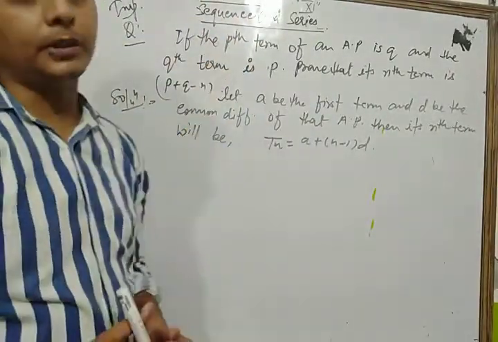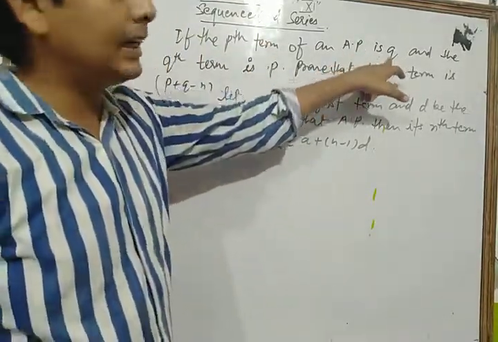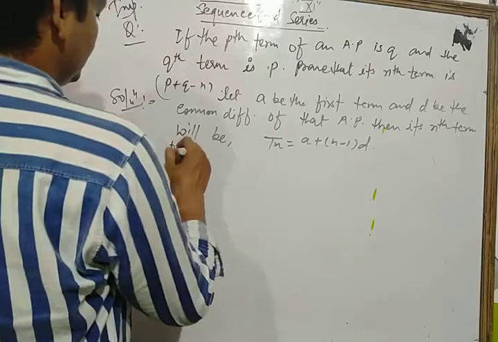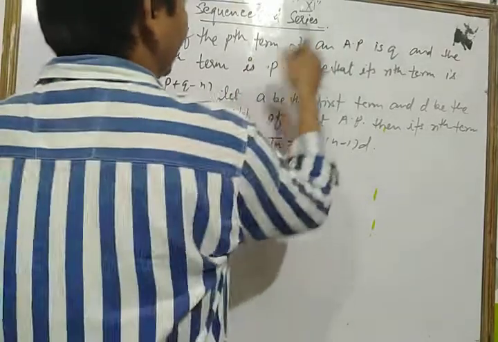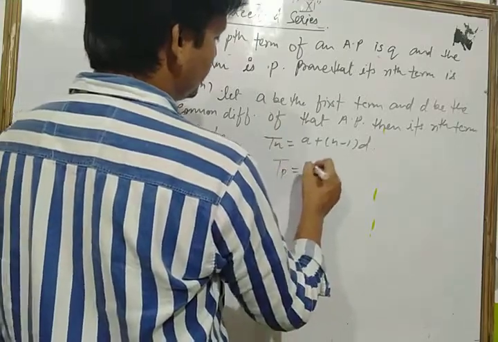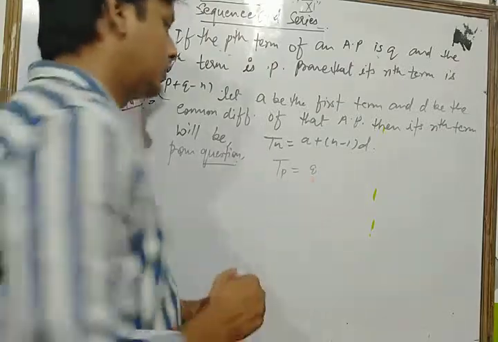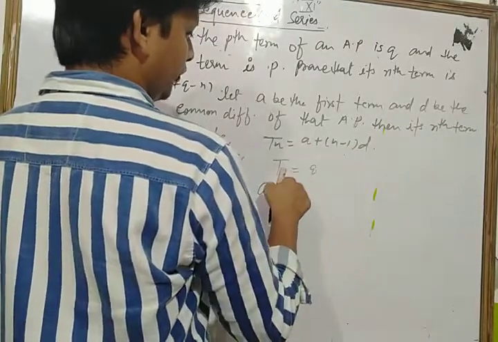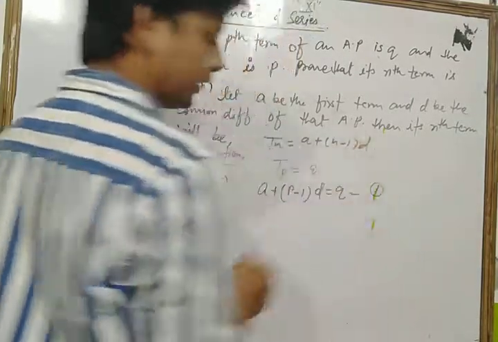Now according to the question, the pth term of an AP is q and the qth term is p. The pth term is q, so we have Tp is equal to q. Then from that equation we have a plus (p minus 1) into d is equal to q. Take this as equation number 1.